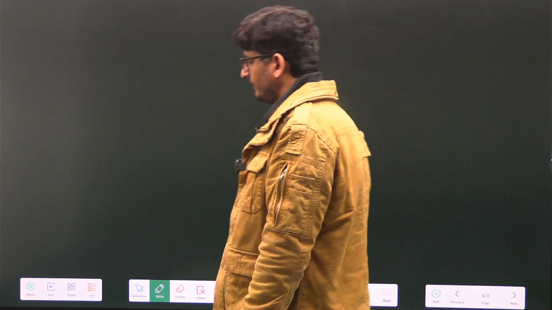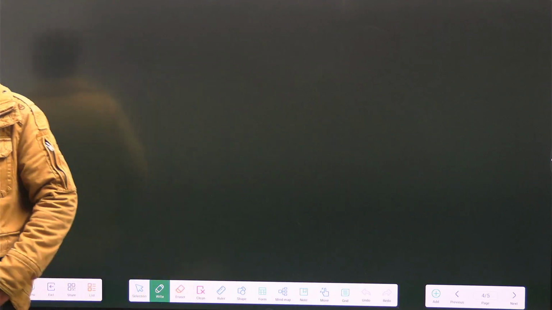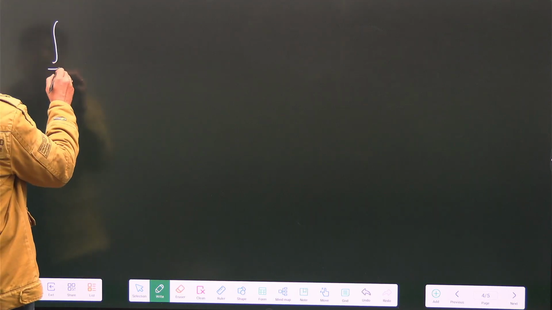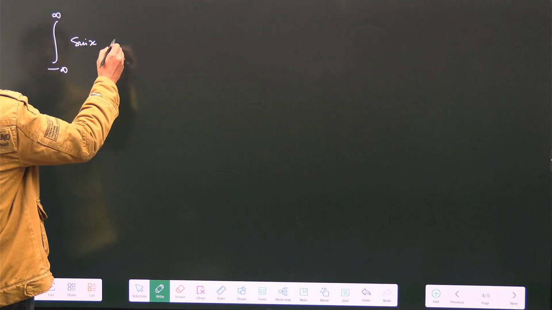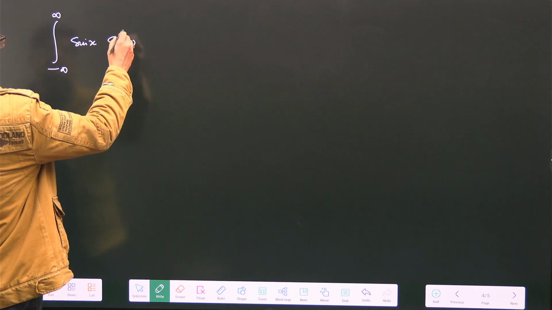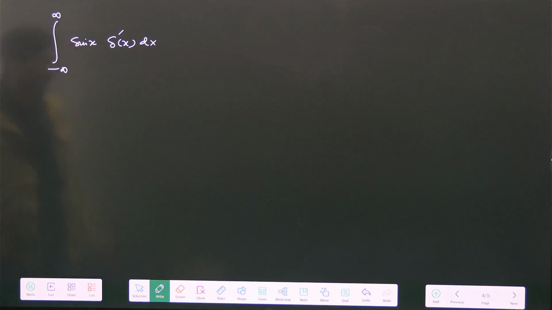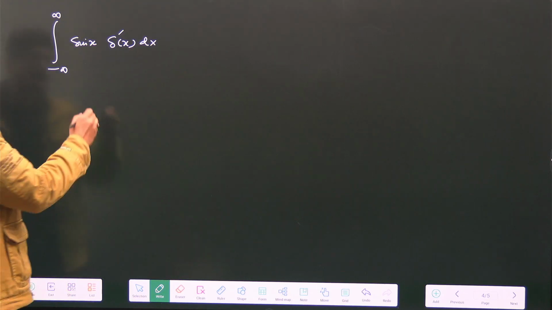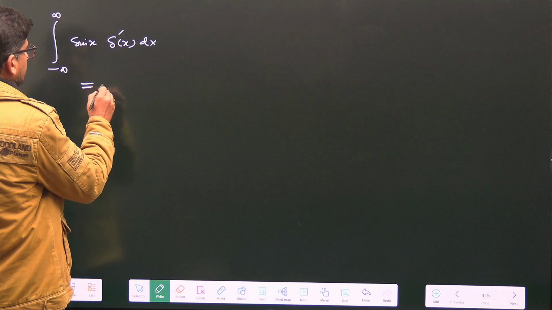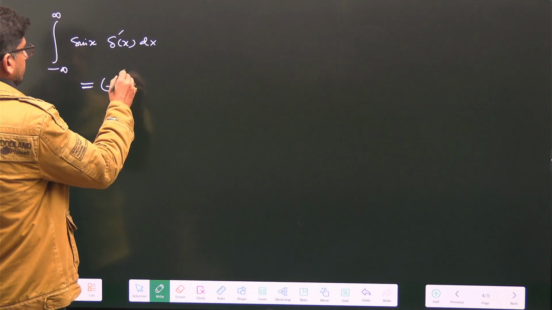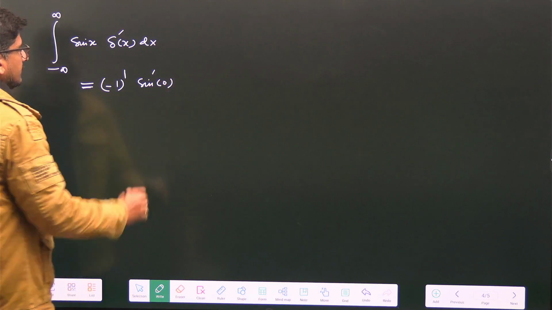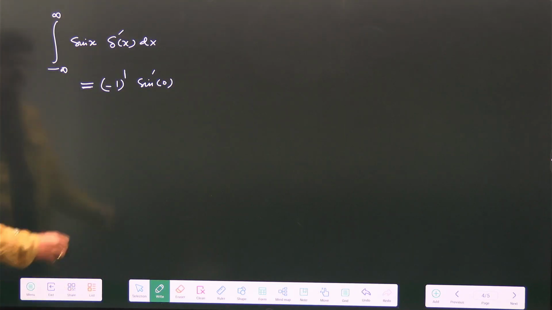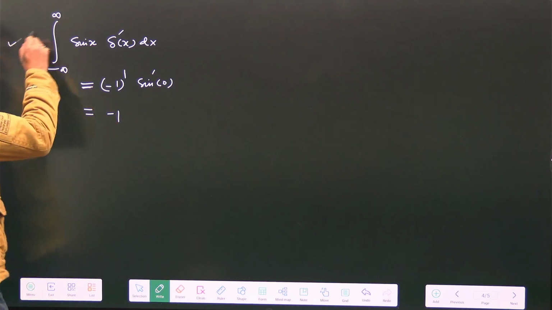Now this is the property related to derivative. So I hope everybody understood. Suppose you have integration minus infinity to plus infinity sine x delta dash x dx. So what will be the answer? Minus 1 to the power 1 sine dash 0, which is equal to minus 1. Is it clear?